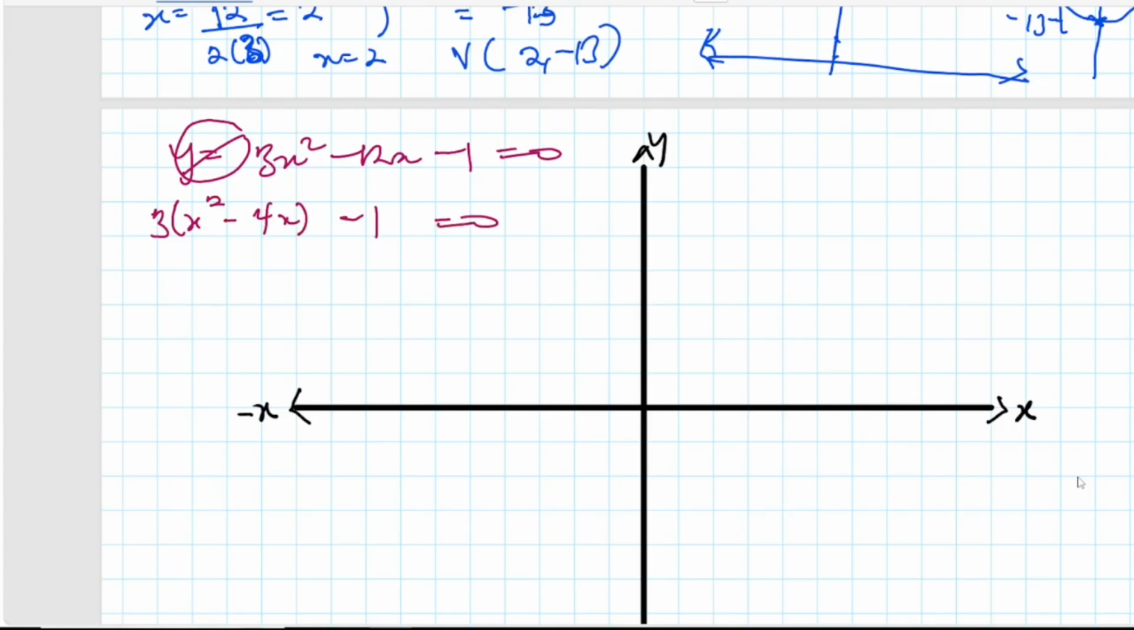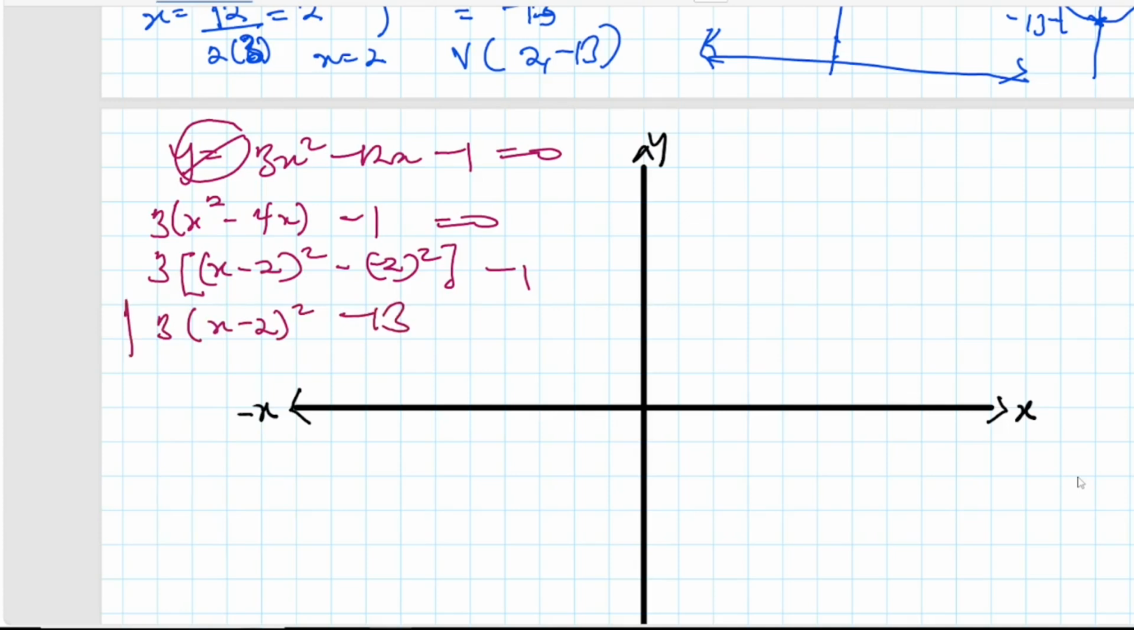Then let's complete the square of the one in brackets. So 3 out, half of negative 4 is negative 2, so x minus 2 all squared, and then minus 2 squared minus 1. 3 out, x minus 2 all squared. Then 4 times 3 is negative 12, minus 1 is going to be negative 13. So this is how it looks after completing the square.